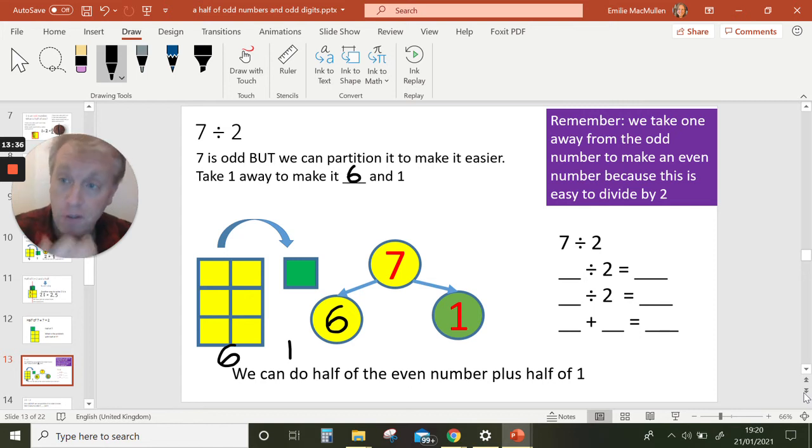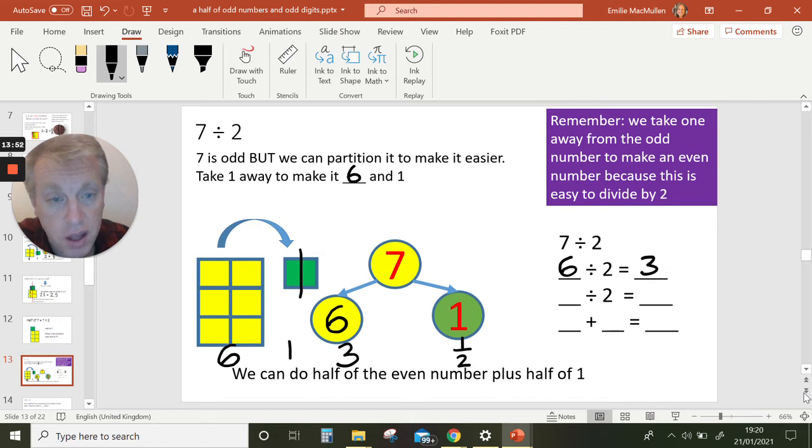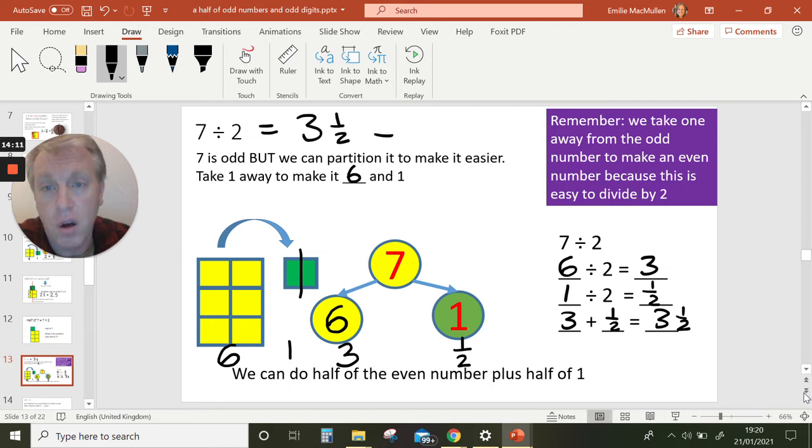Then we half the even number we've made. So 6 divided by 2 is 3. And then, remember, the 1, half of 1 is a half. We've got 3 and a half. 1 divided by 2 is a half. 3 add a half is 3 and a half. What did we say? We can write it 3 and a half, or we can also use our decimals. 3 and a half or 3.5. Now don't worry about the decimals if that's tricky at the moment, but if you can do that, do.